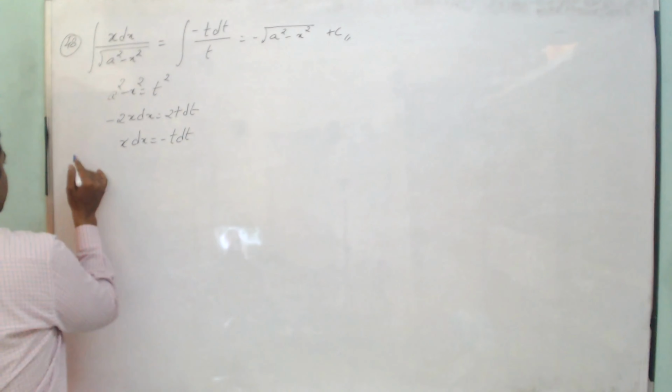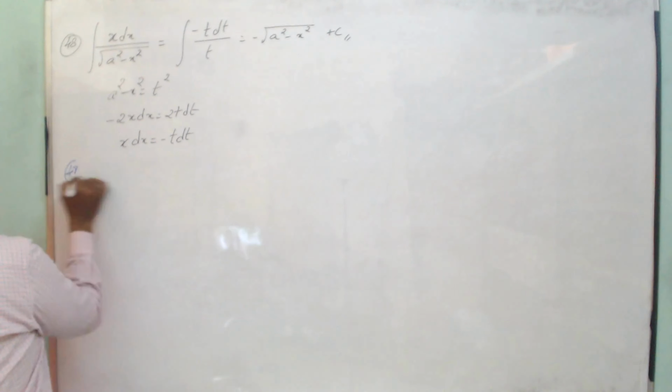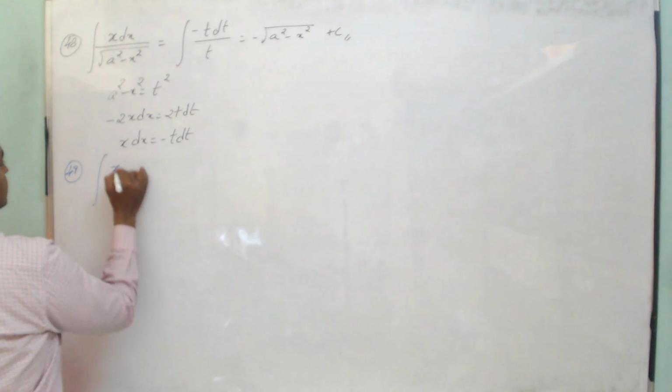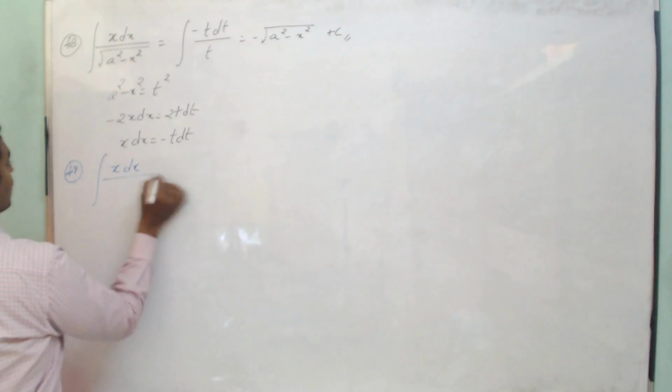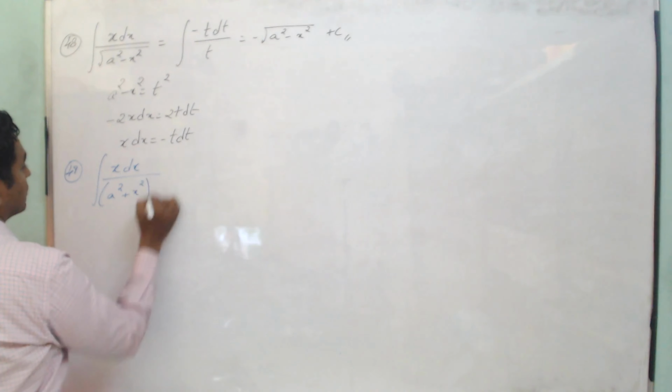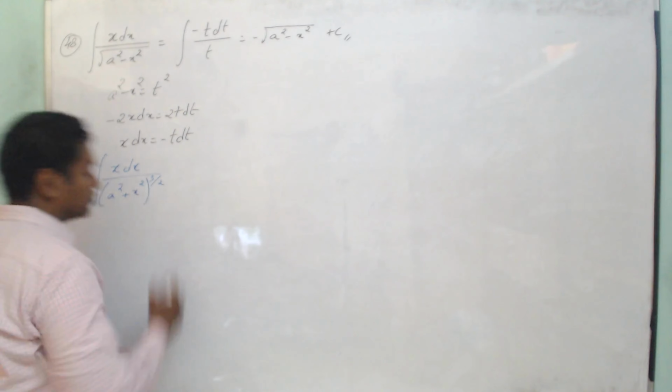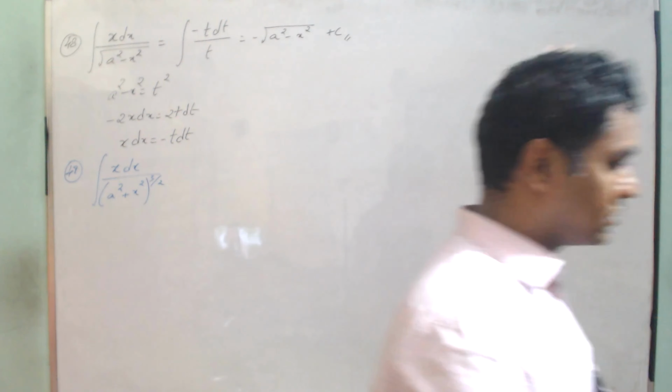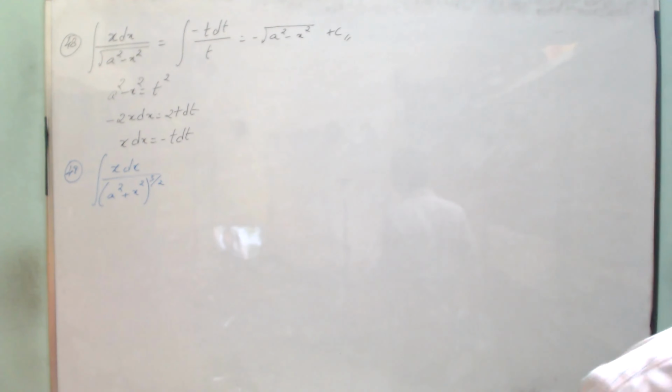49th: integral of x dx upon a square plus x square whole to the power 3 by 2. Whole to the power what? 3 by 2. Yes, sir.